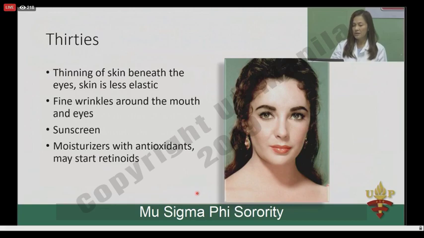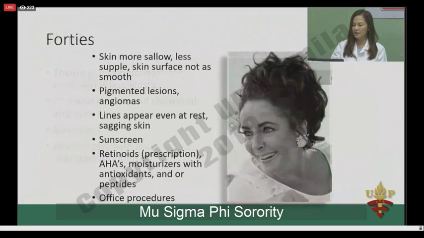In your 30s, the skin becomes thinner. You have fine wrinkles around the mouth and eyes, so you still have to use your sunscreen. You use your moisturizers with antioxidants, and you can start on your topical vitamin A therapy.